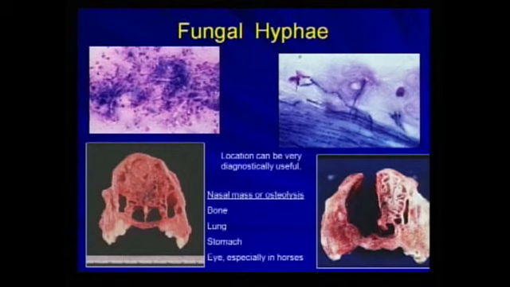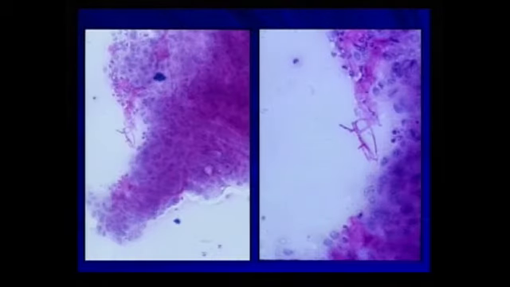Remember that horses live in an environment where fungus is omnipresent and very commonly will develop fungal keratitis, especially when they are being administered steroids or antibiotics. And this was a conjunctival scraping from a horse, and you can see the pale pink staining fungal hyphae, which has dichotomous branching at 45-degree angles, consistent with Aspergillus.